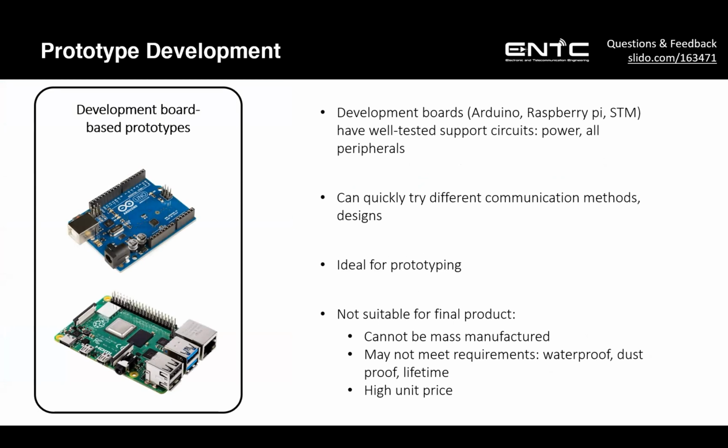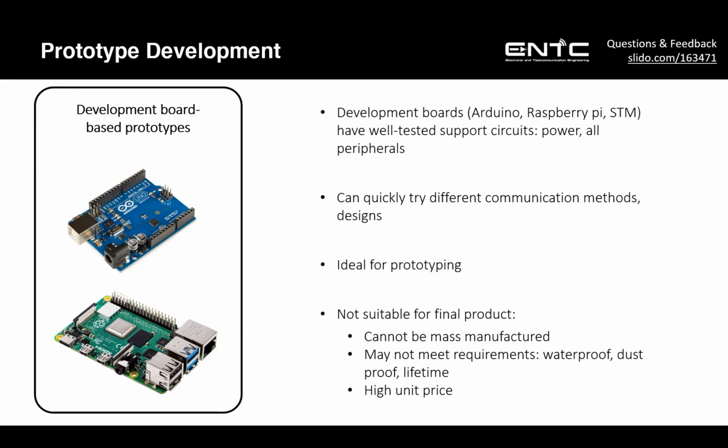So for prototype development, we mainly use Arduino and Raspberry Pi. This way you can try different things, and you can build your products quite fast. This is after simulation, right? But the problem is this is not suitable for the final product. Why? Because you can't mass manufacture. You can't put an Arduino inside a device that you are going to sell to 1,000 people or 100 people. And it may not meet the requirements.